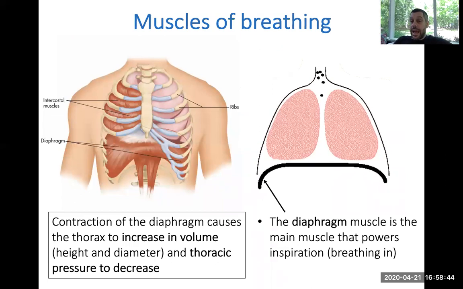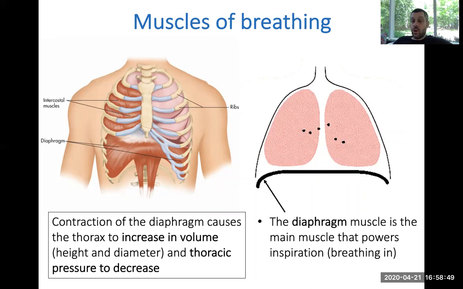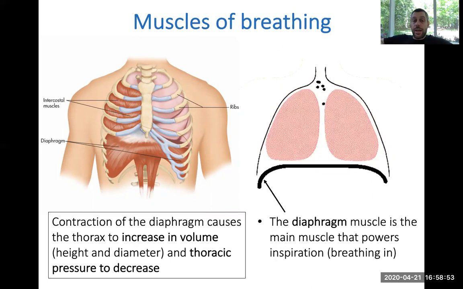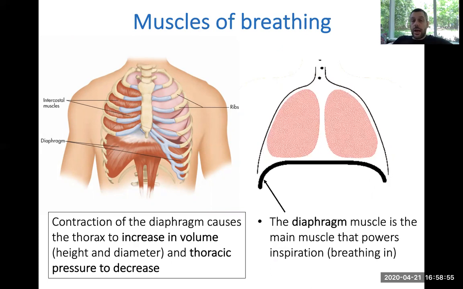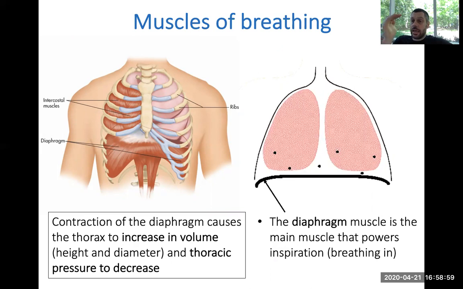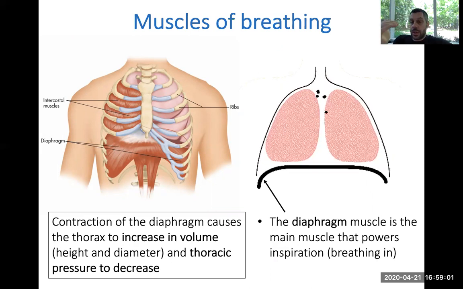So, muscles of breathing. So how do you actually get air into and out of the lungs? The main muscle that causes that is the diaphragm. It's kind of shaped like a parachute, sits right underneath your rib cage. When it is relaxed, it is the shape of a parachute. It's kind of like a concave shape.